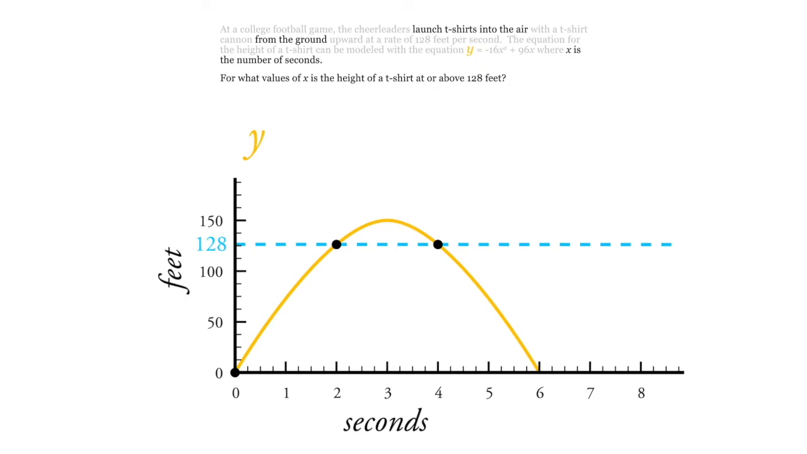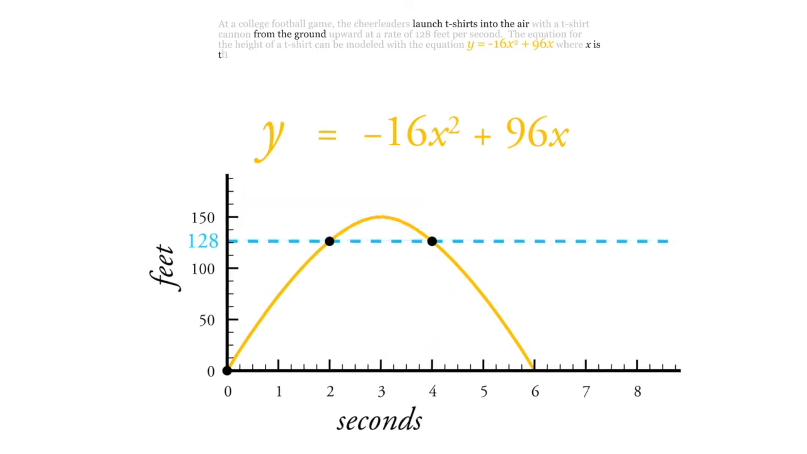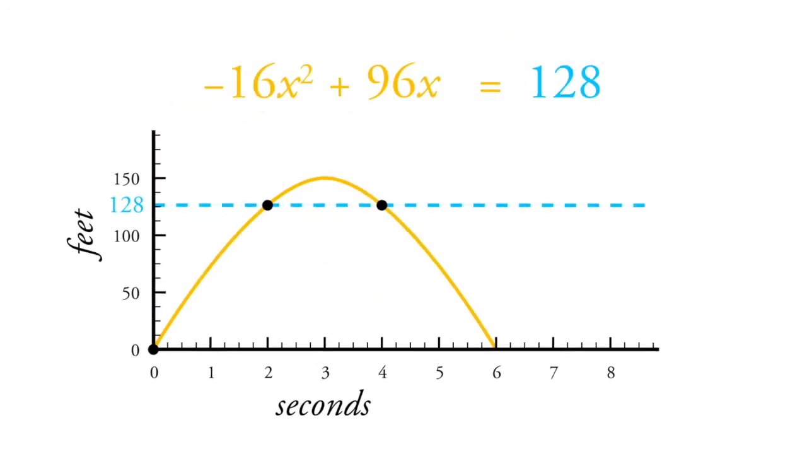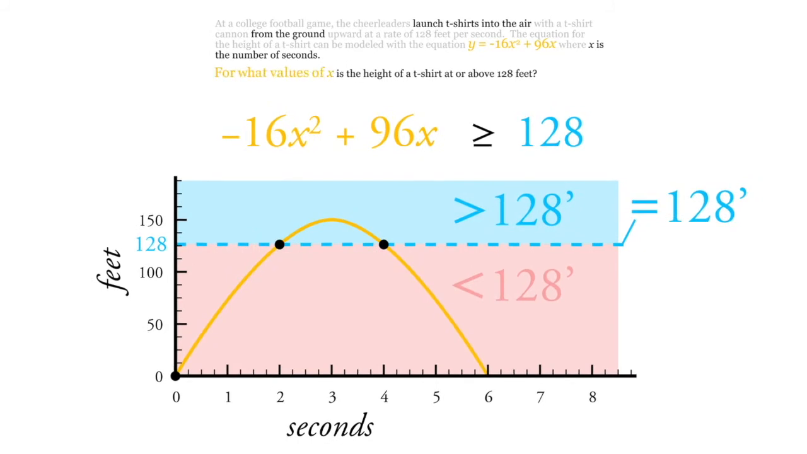So we can rewrite the equation. It was y equals negative 16x squared plus 96x. But that y describes the height, and we want that height to be bigger than 128 feet. So it's greater than or equal to 128 feet. I say greater than or equal to because it says for what values of x is the height of a T-shirt at or above. At or above means greater than or equal to. And so we want to know, when does that work?